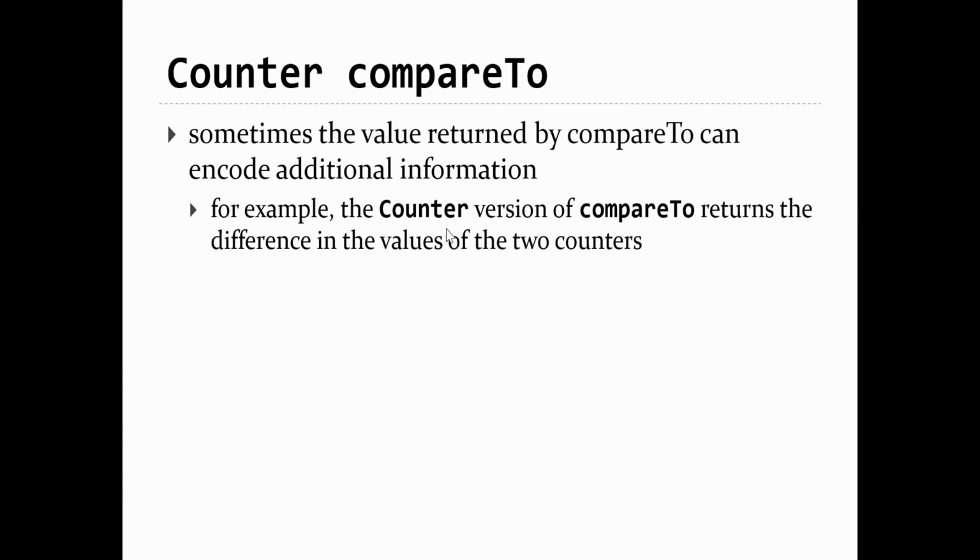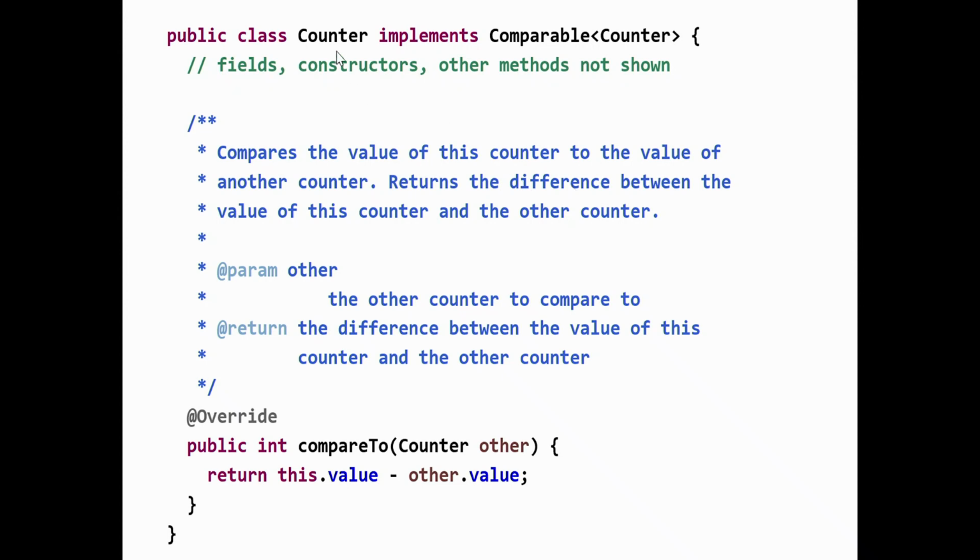So a simple example is the counter class. If I want to compare two counters, the only thing that makes sense is to compare them by their value. So the counter whose value is 5 is greater than the counter whose value is 1. So that's the only thing that makes sense. I can tell people what the difference is between the two counters by returning the difference between the two values. So in the counter class, I can implement comparable. Now I'm going to implement comparable counter because I want to compare two counters.